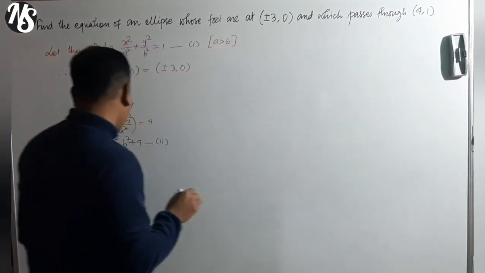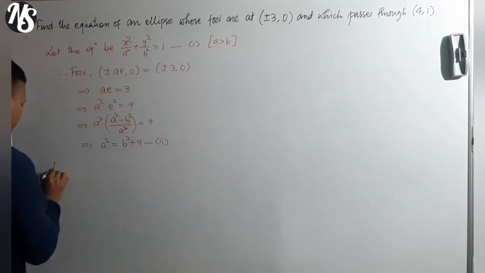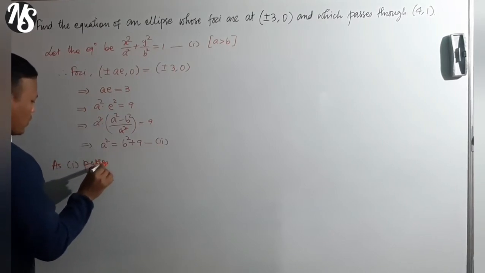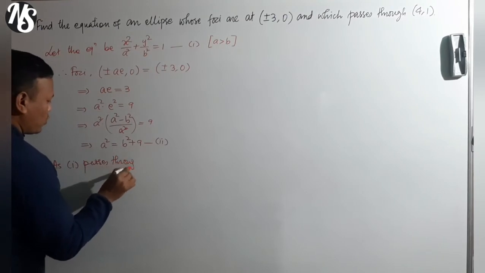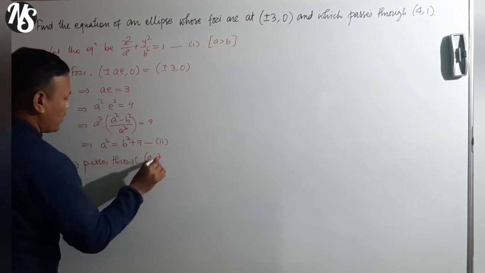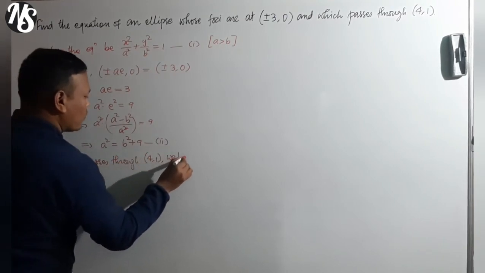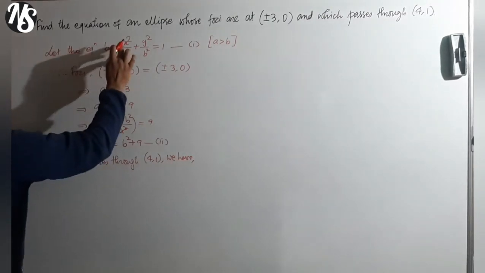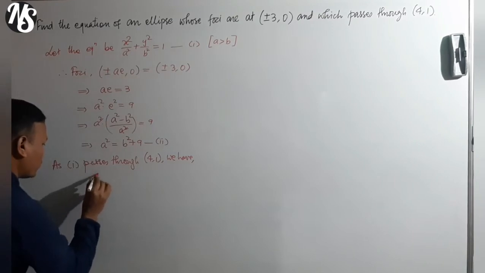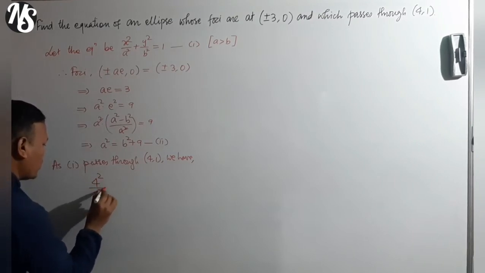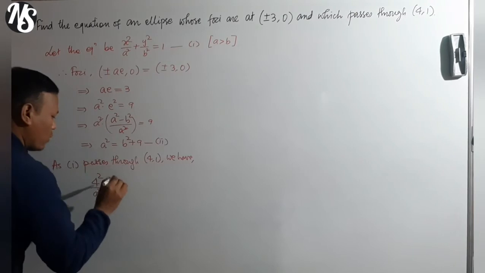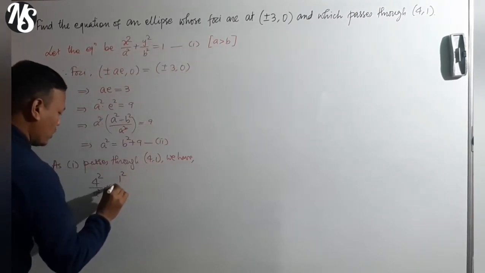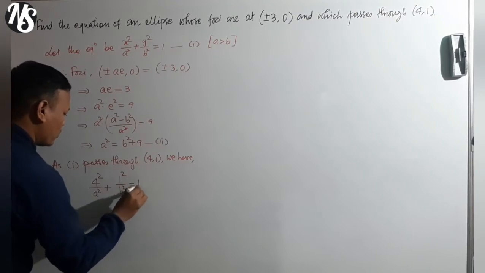Okay. So, as the ellipse passes through 4 comma 1, what do we have? Let's see. Instead of x I can write 4, so we have 4 square by a square plus y square, so y is 1, isn't it? So 1 square by b square is equal to 1.